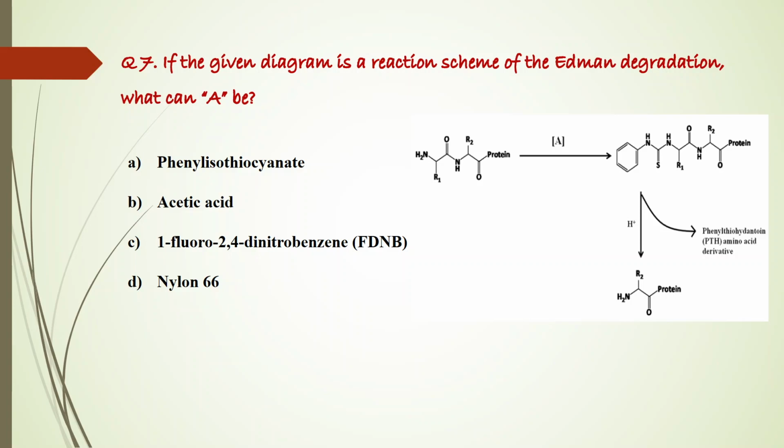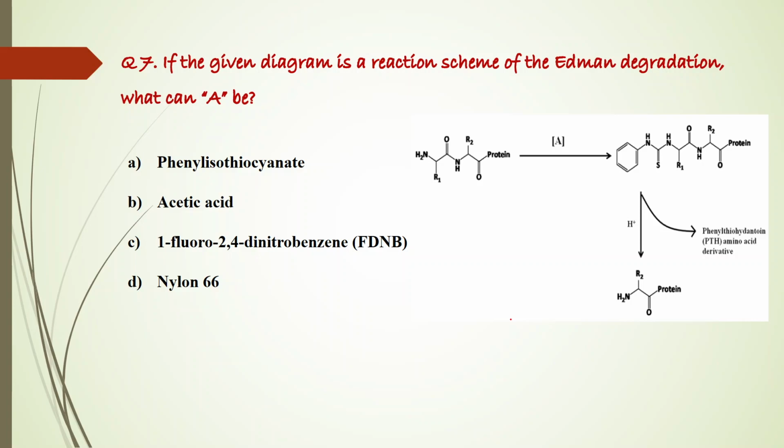Basically they are asking what is the reagent that is being used in case of Edman degradation. I feel that all of you know this answer. So please write your answers in the chat box and then I will show you the correct answer. There are 4 options: A phenyl isothiocyanate, B acetic acid, C is FDNB and D is nylon 6,6. In the right hand side the scheme of Edman degradation is shown. So you have to identify what is A.